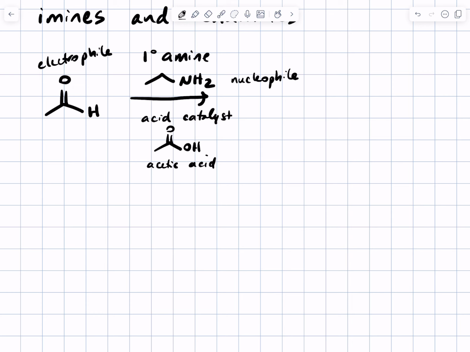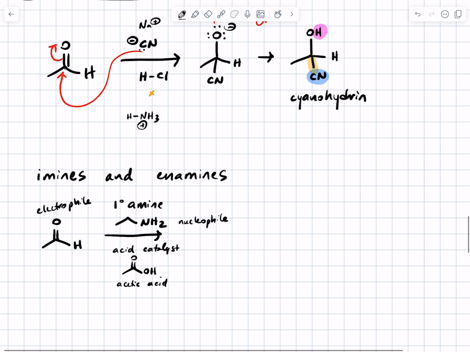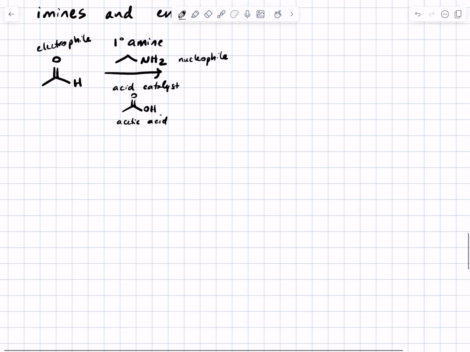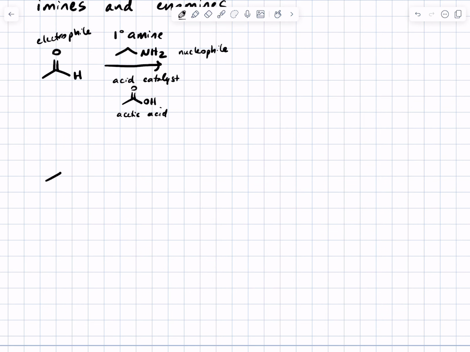What is the acid there for? Remember that when nucleophiles attack carbonyl compounds, you get a negatively charged oxygen. That's a high energy intermediate. So if you have an acid catalyst, you can ease the formation of that high energy intermediate. What's thought to happen when an amine reacts with an aldehyde is what I will show you here.